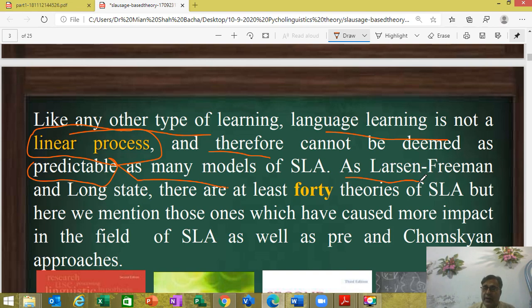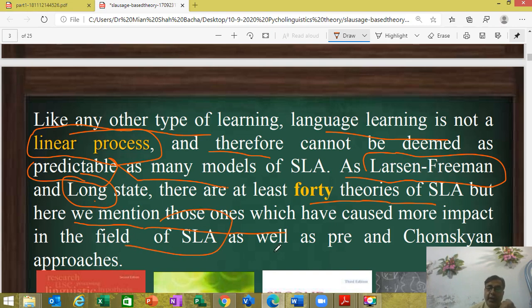Larsen-Freeman is another scholar and expert, and another scholar, Long, state that there are at least 40 theories of SLA, but here we mention those which have had more impact in the field of SLA, and then we have to look at them as Pre-Chomsky and Chomsky approaches, all right.